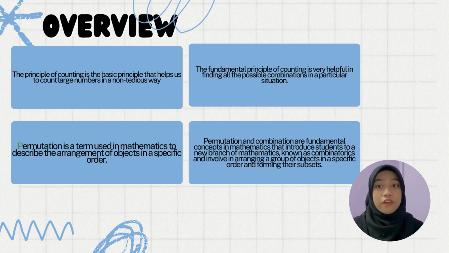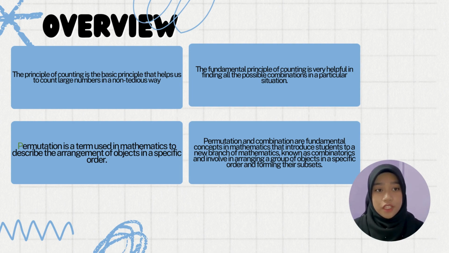The principle of counting is the basic principle that helps us to count large numbers in a non-tedious way. Other than that, permutation is a term used in mathematics to describe the arrangement of objects in a specific order. The fundamental principle of counting is very helpful in finding all the possible combinations in a particular situation.